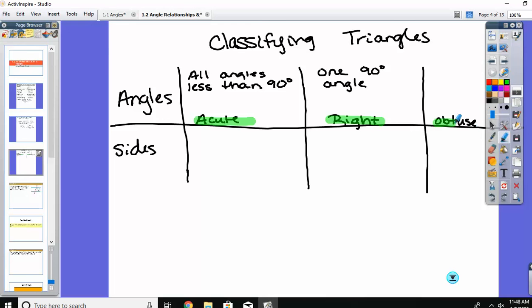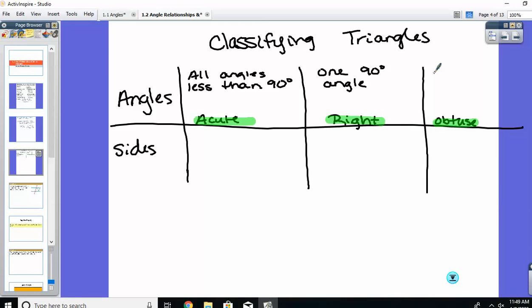What is an obtuse triangle? Would it be possible to have more than one angle bigger than 90? No, because then it would add up to more than 180 degrees. So one angle more than 90 degrees.